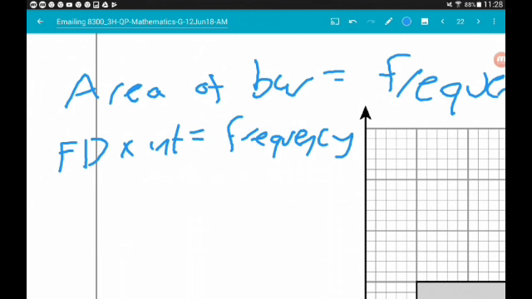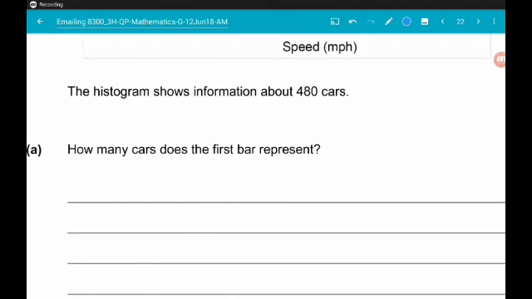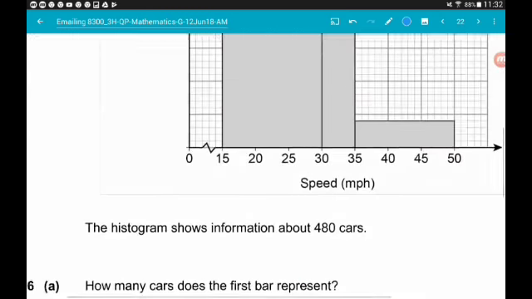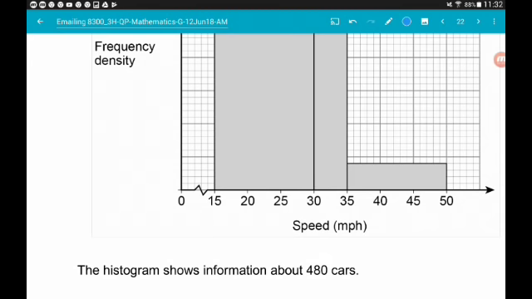So we're going to be using that formula. So with that formula in mind then, the first thing that we can say is that the total area is going to add up to 480. So now we need to be a little bit clever with our scale and the side. So we don't know anything about the scale.